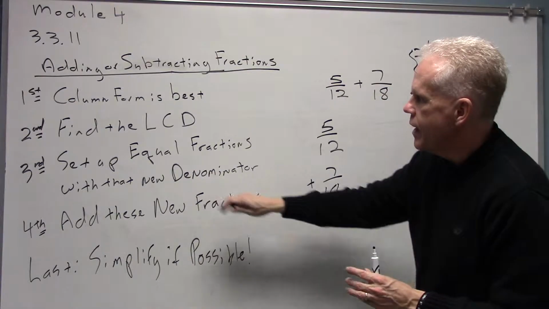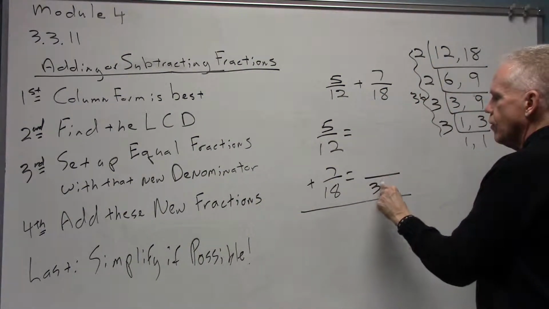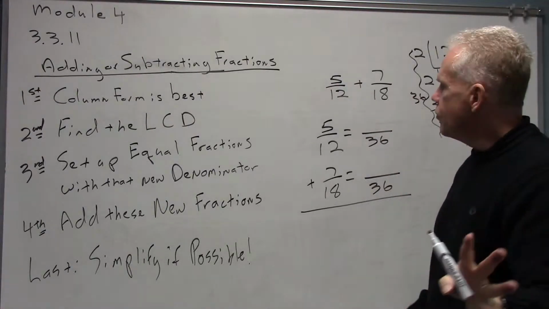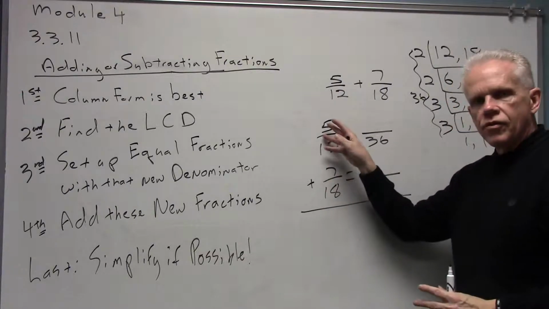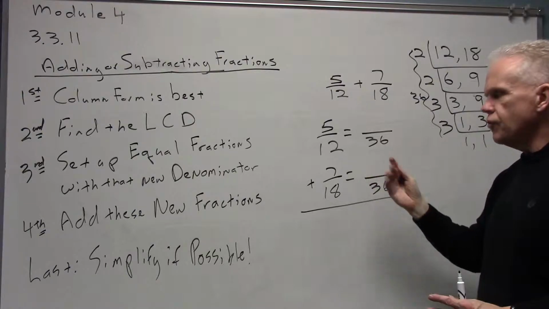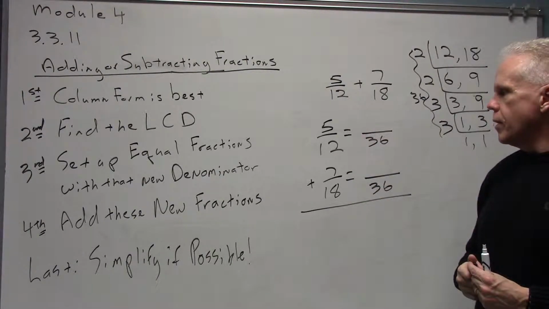Once I've found my least common denominator, in this case 36, I'm now going to set up equal fractions with that new denominator. So here we go, equal fractions, 36, 36. I think you're seeing now one of the reasons I like this column form here, to set this up right across here and then find this other number, this new numerator. I think this column form makes that a little bit easier for me.